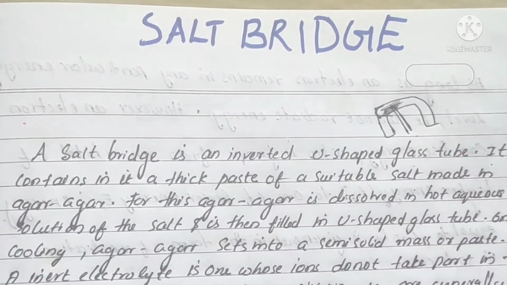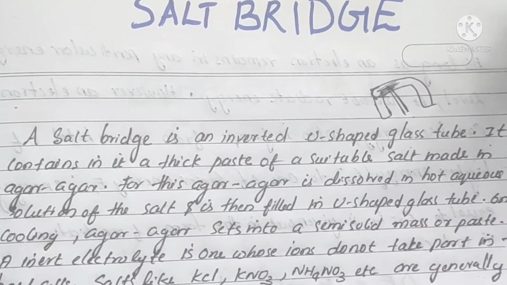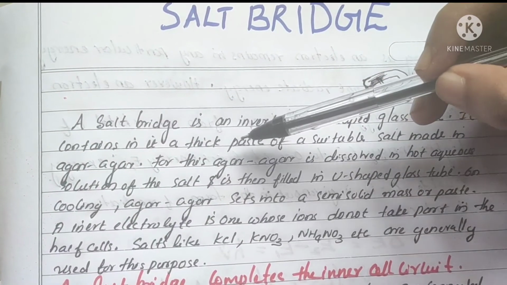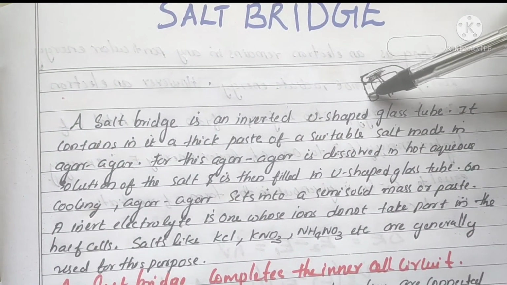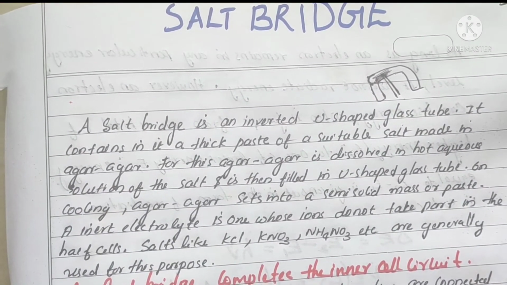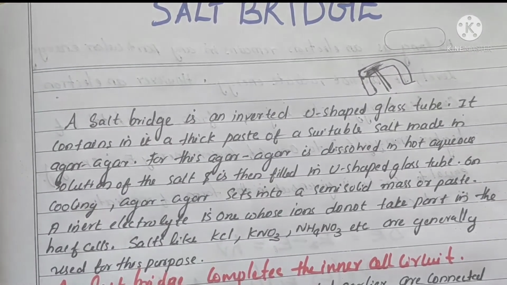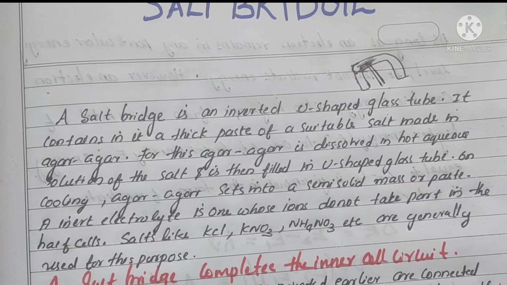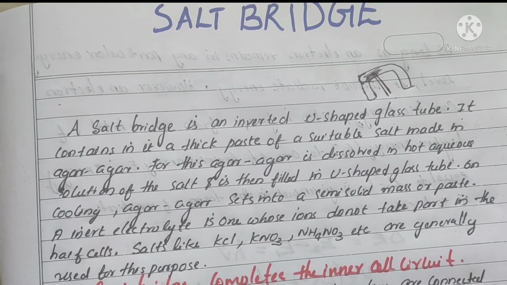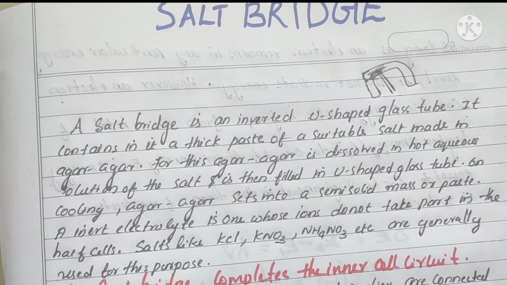Salt bridge. What is a salt bridge? We have seen a salt bridge in the above experiment. Now we are going to study about it. A salt bridge is an inverted U-shaped glass tube. It contains a thick paste of a suitable salt made in agar-agar. For this, agar-agar is dissolved in a hot aqueous solution of the salt and is then filled in a U-shaped glass tube. On cooling, agar-agar sets into a semi-solid mass or paste.